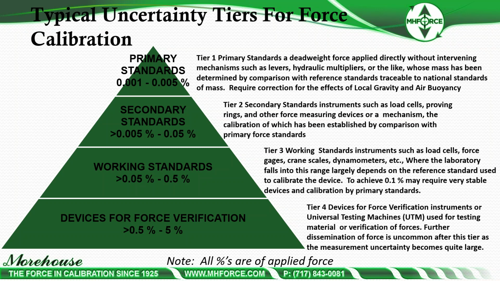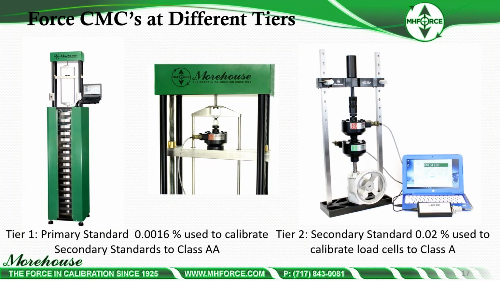Further dissemination of force is very uncommon because the uncertainties are quite large. So you don't hear of too many people saying, hey, I have my universal testing machine and I'm going to use it to calibrate your load cell that you can then go use to calibrate a dynamometer. That really does not happen. It's usually, hey, the deadweight machine calibrated the load cell that's used in a comparator machine, and then that's used to calibrate the dynamometer. And here's how that works.